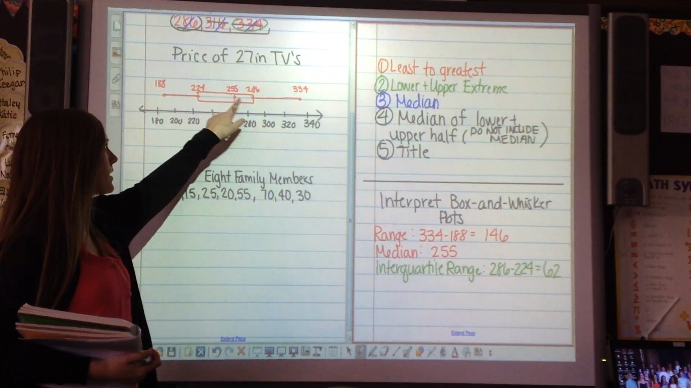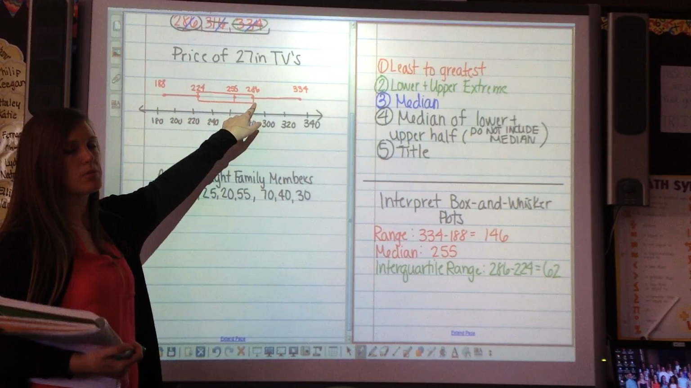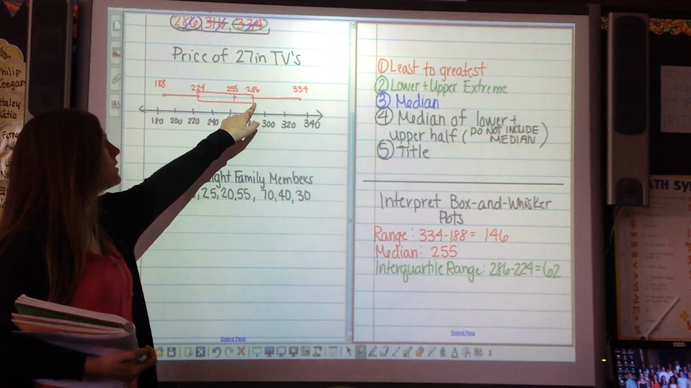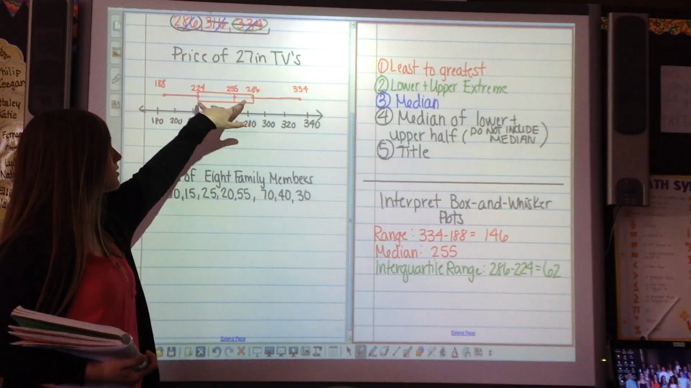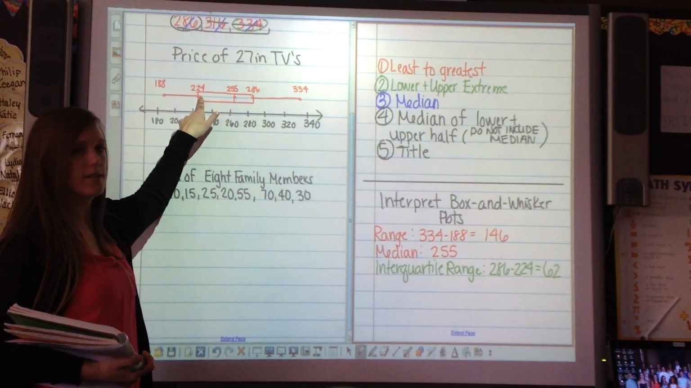So let me tell you how we get that number one more time. This is the first, second, and third quartile. The box represents the three quartiles. The interquartile range is the difference between the first and the third quartile, the difference of the ends of the box.